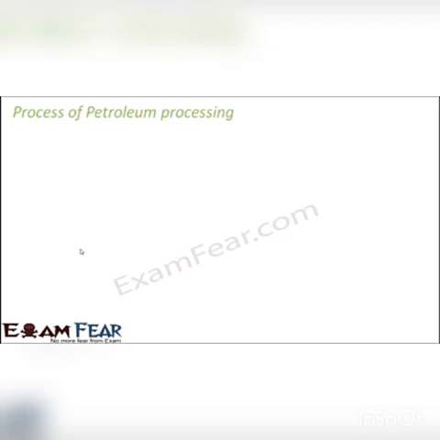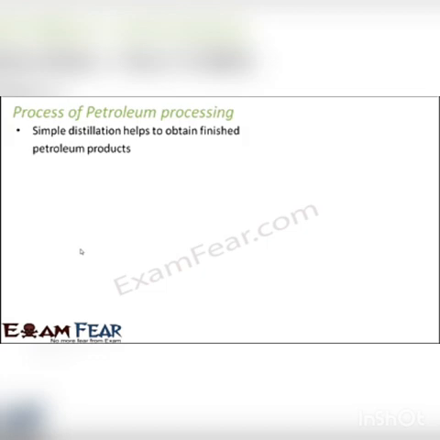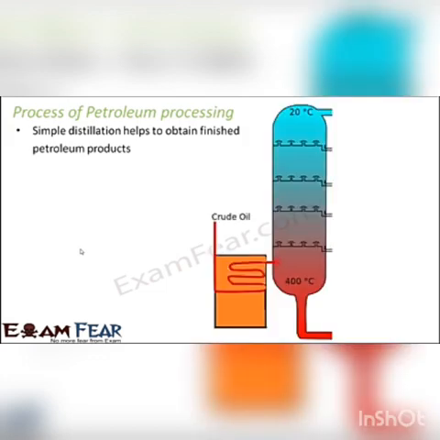So let us see how the process of petroleum processing takes place. It is a simple distillation process which helps to obtain finished petroleum products. So what do we have? We have a chamber, a distillation chamber of this kind, which is often termed as a distillation column. And this is the crude oil. So the crude oil is being fed from this end, and in this chamber, the crude oil is heated.